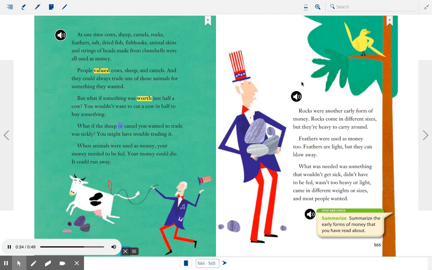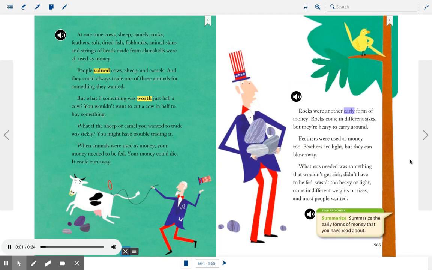What if the sheep or camel you wanted to trade was sickly? You might have trouble trading it. When animals were used as money, your money needed to be fed. Your money could die. It could run away.